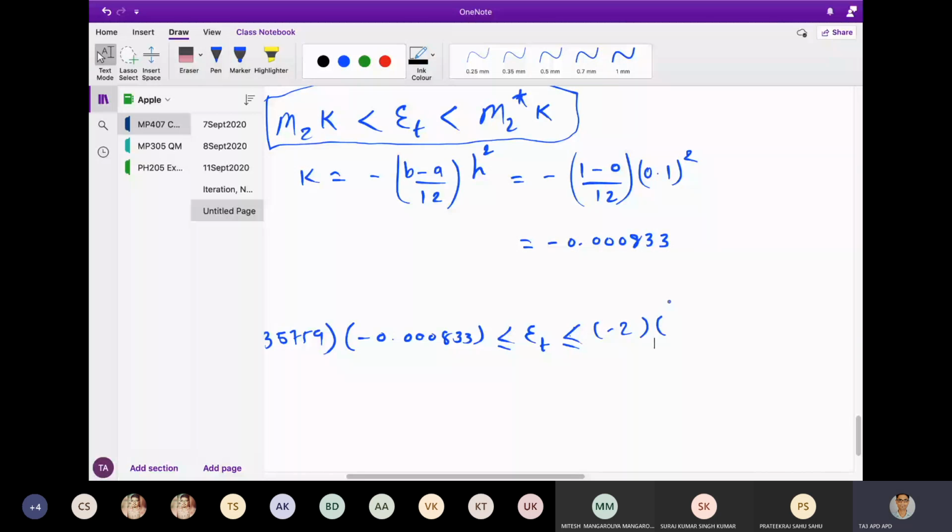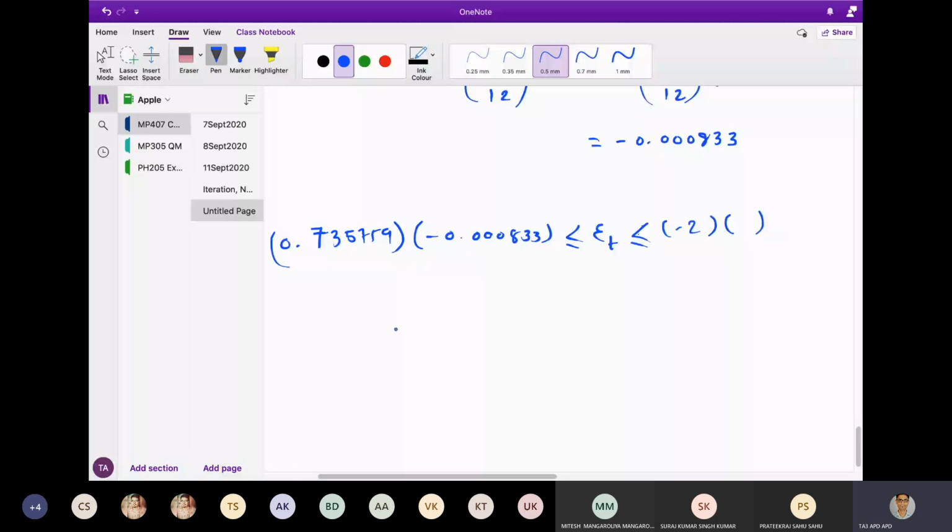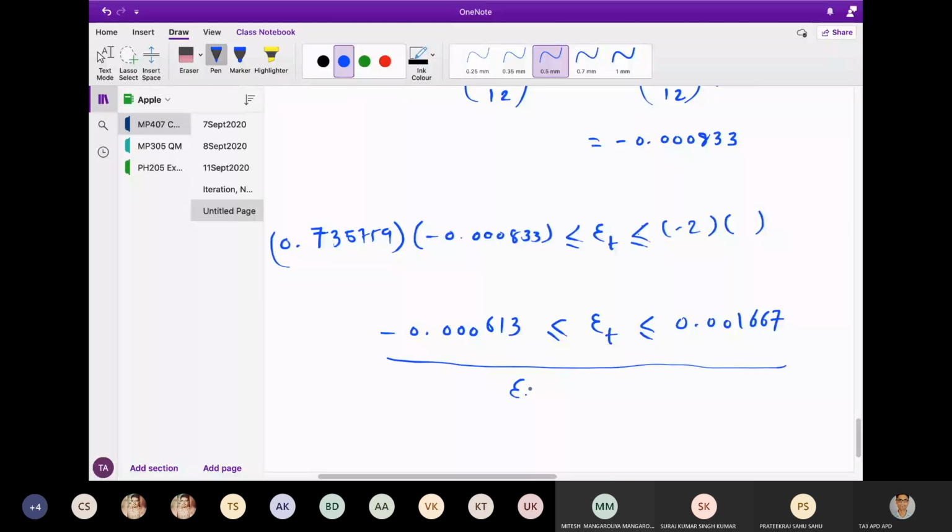Okay, if you work out this, your final error bound should be 0.000613 less than or equal to epsilon T less than or equal to 0.001667. So this is the error bound. It is called error bound. So you should be able to find the error bound as well for the given problem.